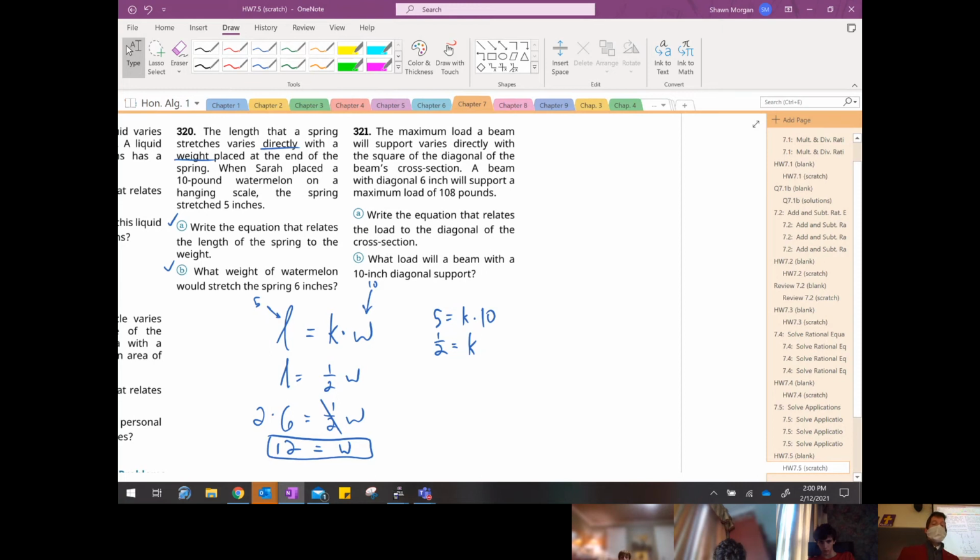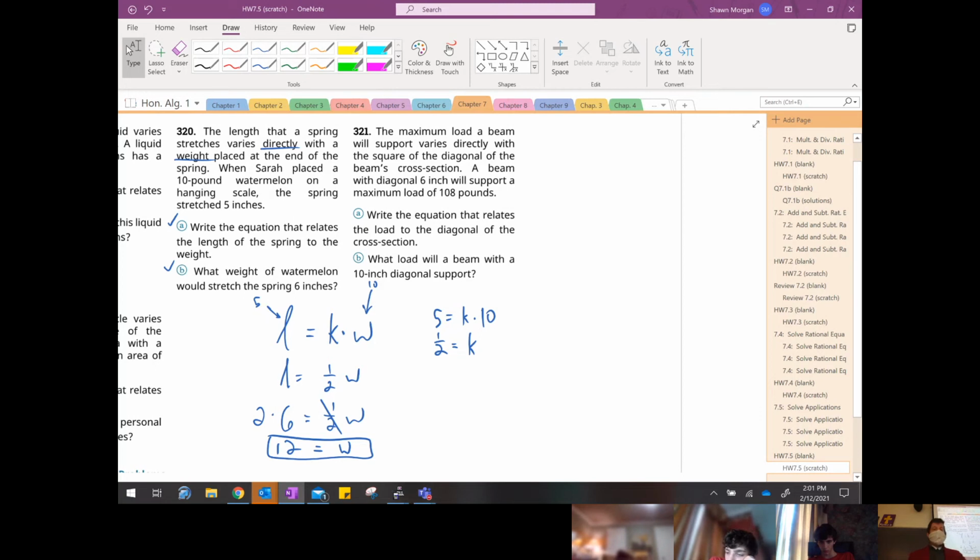Number 20, I love this. Easy question once you figure out variation. Pay attention here because it says the length of a spring stretches directly as the more weight you put on it. So imagine I've got a spring attached up here, and we hang a light weight from it. It won't stretch very much. We hang a big weight from it, it's going to stretch a bunch. So write the equation that relates this. We wrote L equals KW, where the more weight, the more length.